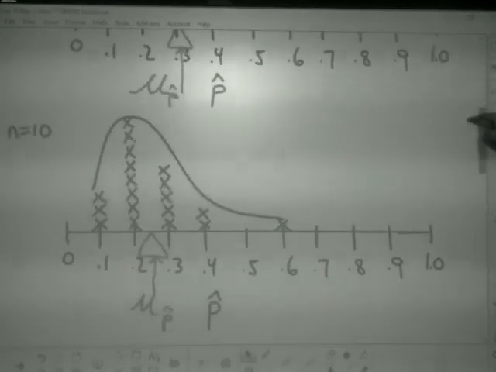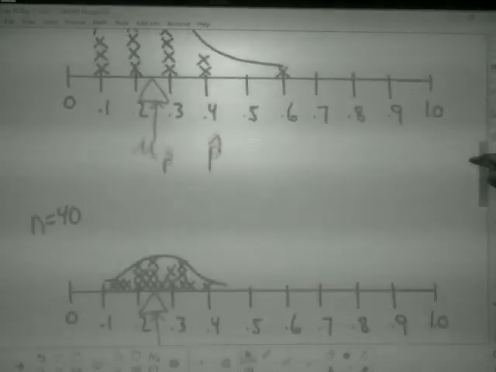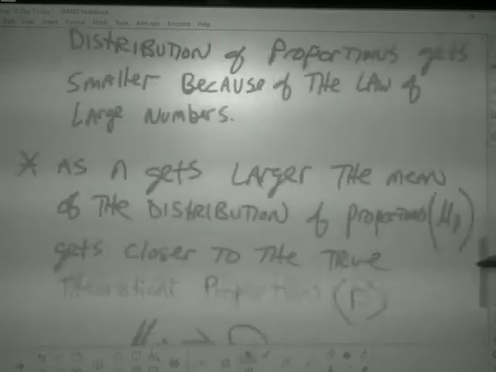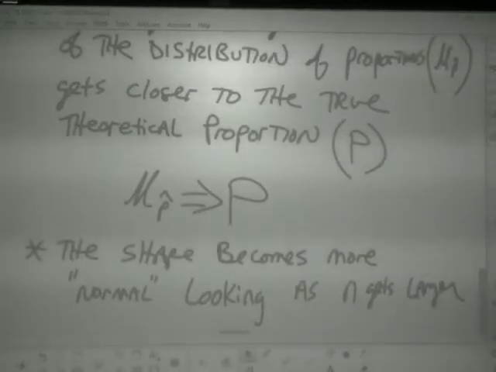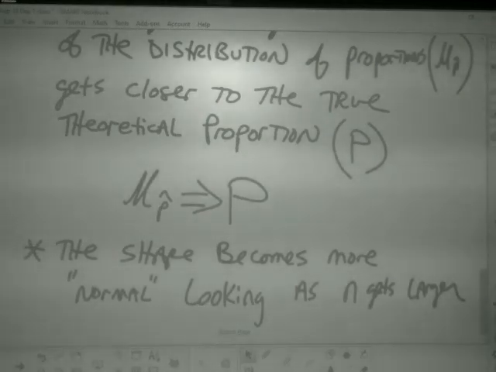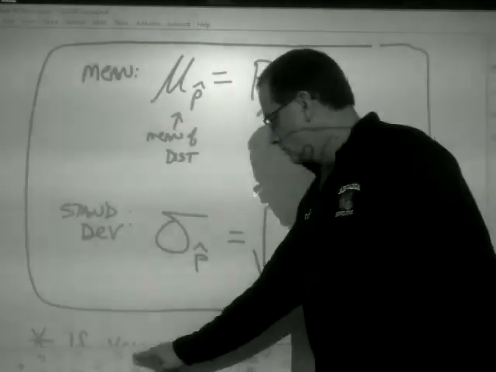Skewed right, still skewed right, starts to get more normal looking as n got larger. Okay? So the mean heads towards the true proportion and the shape starts becoming more normal looking. Because it's becoming more normal looking, we can start to apply normal calculations.